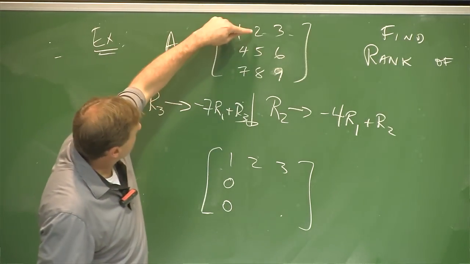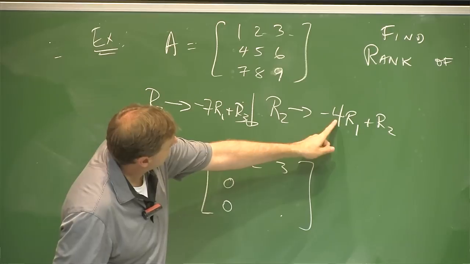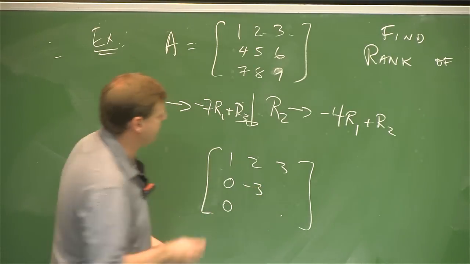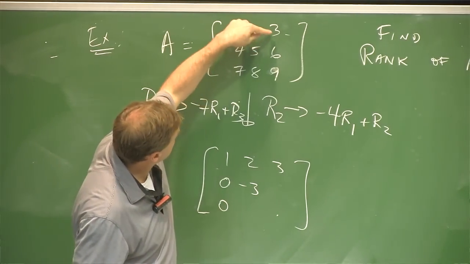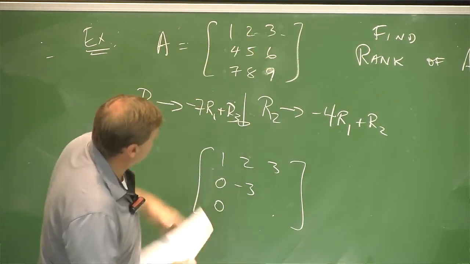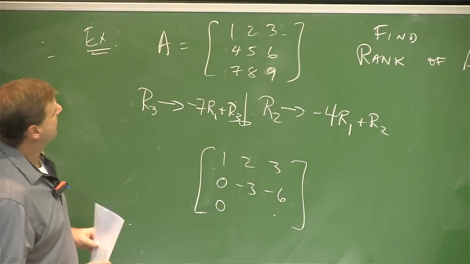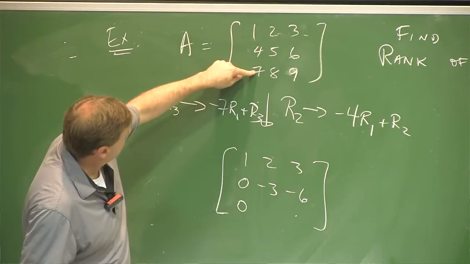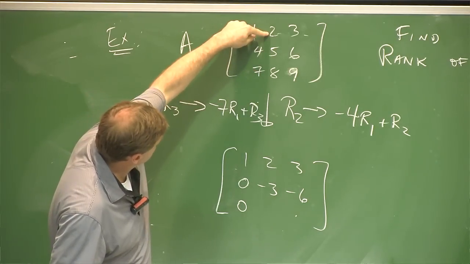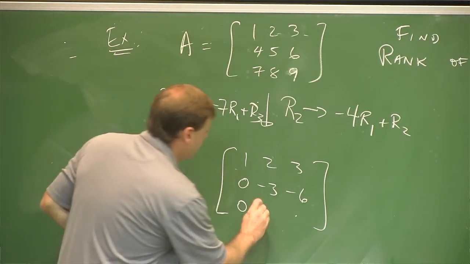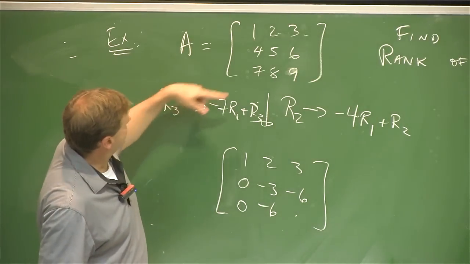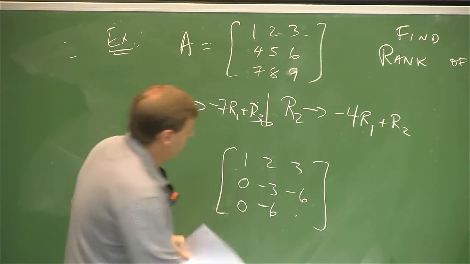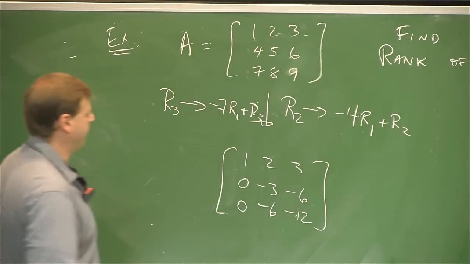Now what happens? Let's do the second row. I'm multiplying negative 4 times the negative 2. That makes negative 8. And add it, I get negative 3 here. Then I multiply by negative 4 here. I get negative 12. And add it, I get negative 6. Then let's do row 3. I'm multiplying by negative 7 and adding it. Negative 7 gives me negative 14. Add that, I get negative 6. Multiply this by negative 7. That's negative 21. Add 9, I get negative 12.